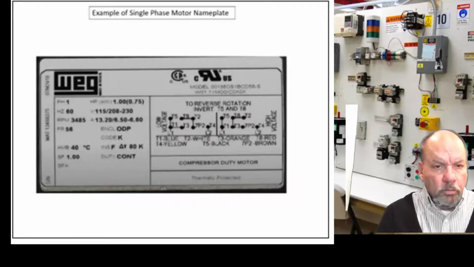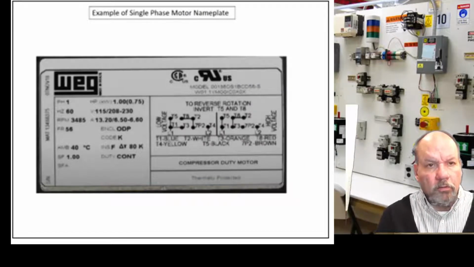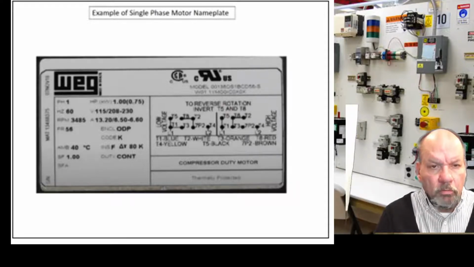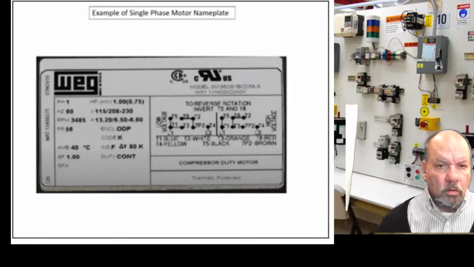Now we're going to take a look at the outside of the motor, specifically the tag that's on the outside of the motor. The tag has a lot of very important information on it, so I'm going to go through most of the items on the tag and explain what each item is.